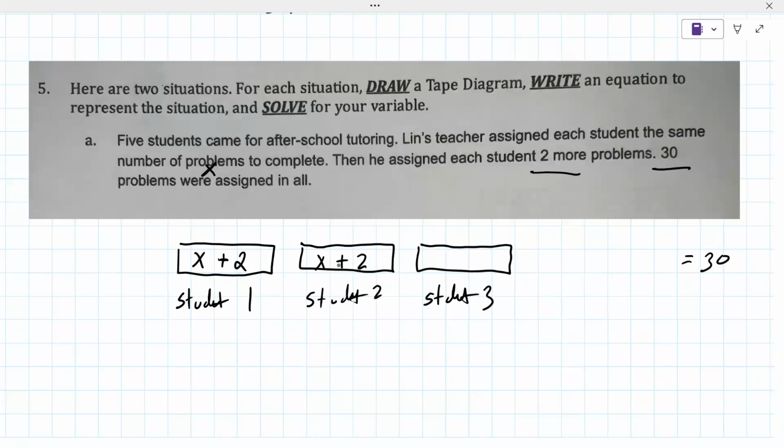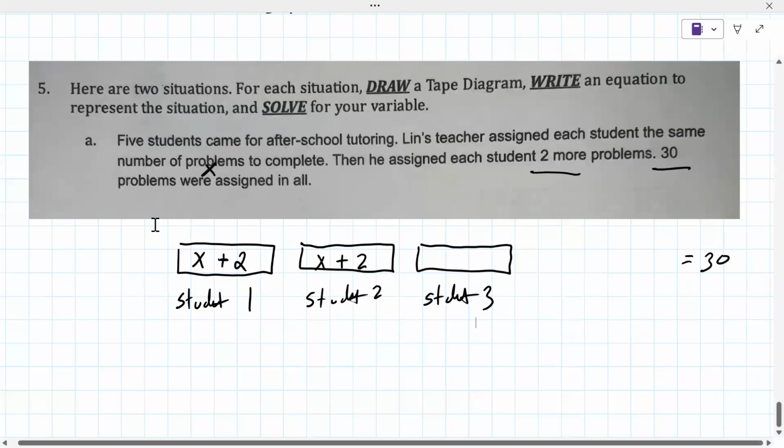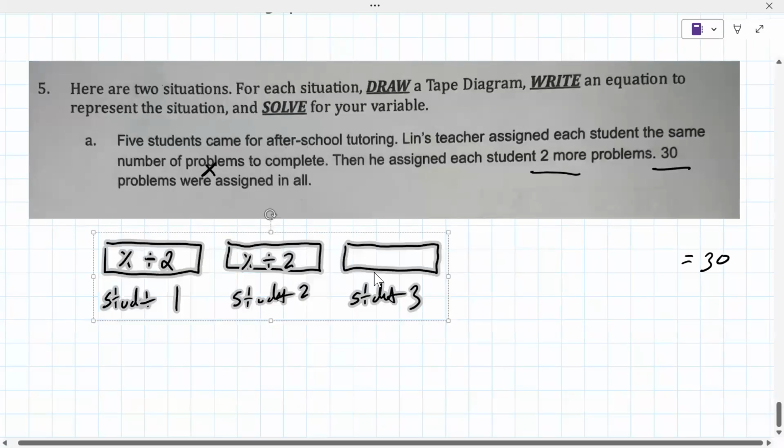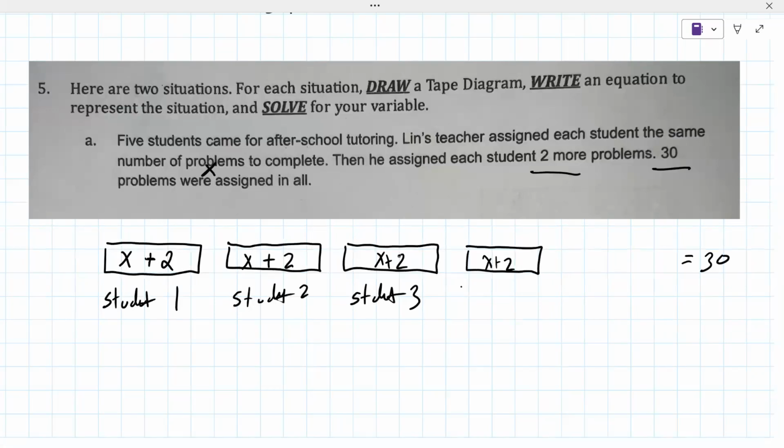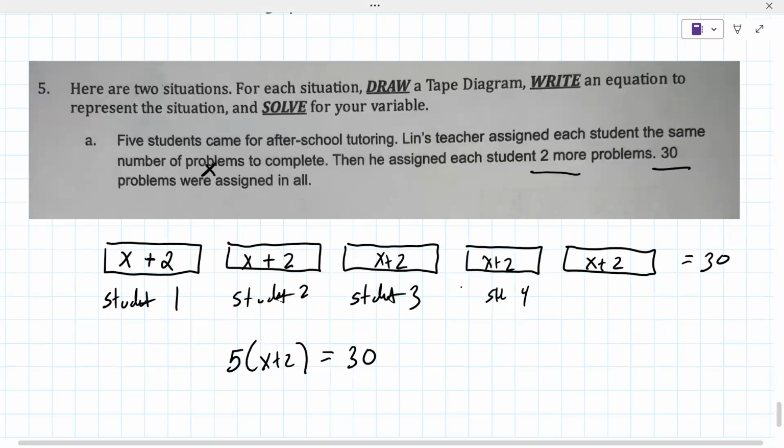So how about student 3? How many did they complete? X plus 2. Good. And then the next student, how many did they complete? X plus 2. And then X plus 2. So how many X plus 2s do we have? 5. So it's 5 times X plus 2 equals 30.